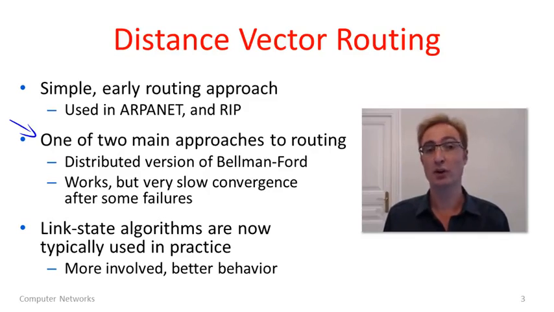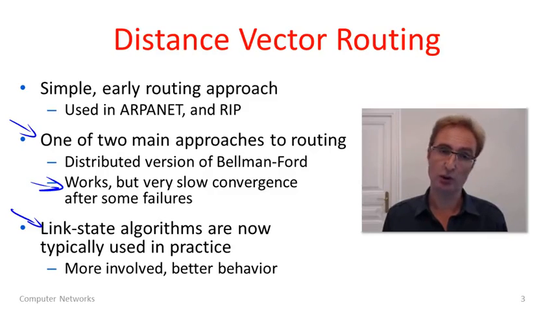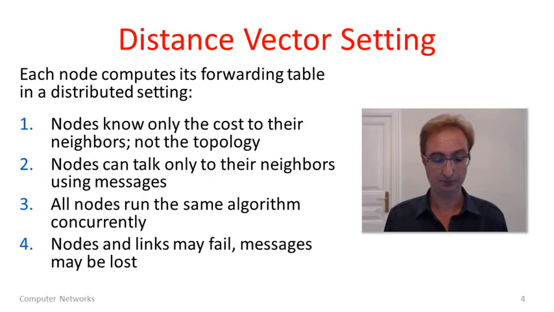The algorithm itself works fairly well, it's correct, but it does suffer from very slow convergence behavior after some kinds of link failures. And for that reason, the kind of algorithms which we use to compute routes in most real networks today are often link state algorithms, which we'll see in a little while. These algorithms are a little more involved in terms of the work they do, but result in better overall behavior.